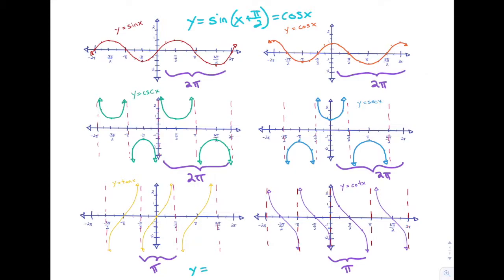So at the very least, we need to do negative tan x. Since tangent's centered at the origin, we can move it either direction. Let's just say we move it to the right pi over 2, and that gives us cotangent. So these are some of the interesting periodic properties of the trigonometric functions.